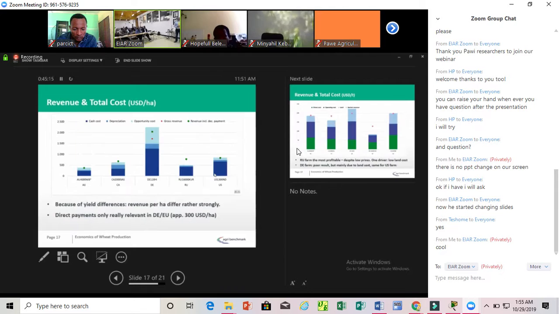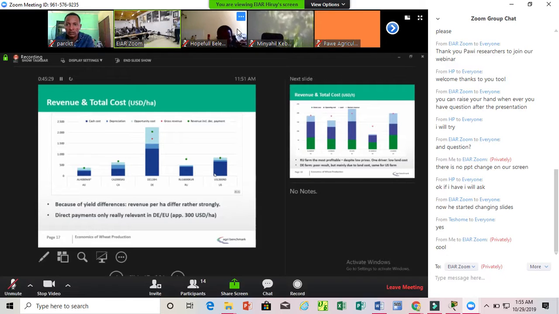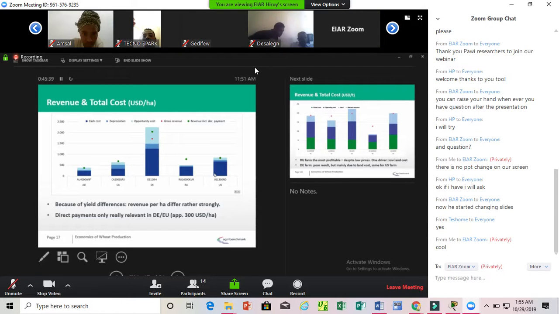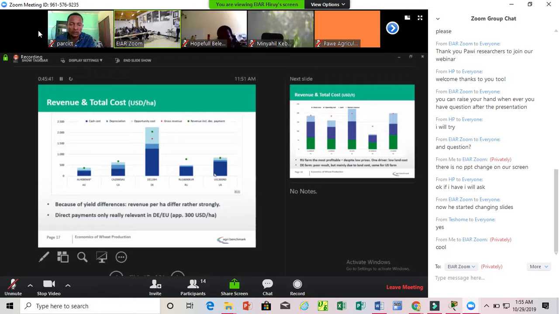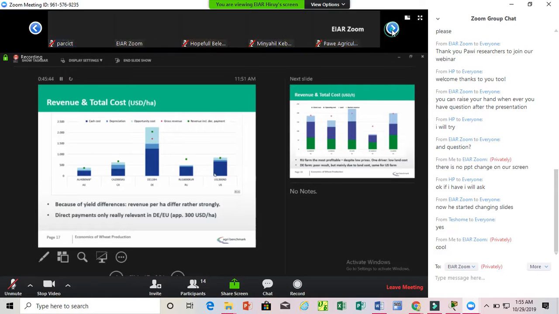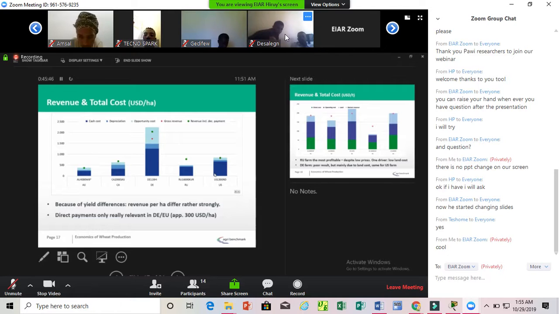So this is now the overall economic situation of these typical farms, but in the different categories. What we did here, we have the dark blue is cash cost. So what is actually spent for inputs, but also for fuel, for fertilizer, for labor, and for land. Then we have depreciation, of course, for machinery and for buildings, and we have our famous opportunity cost.